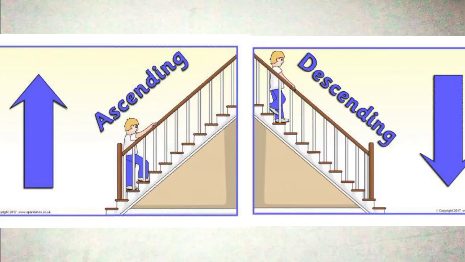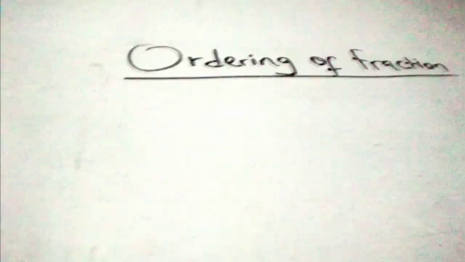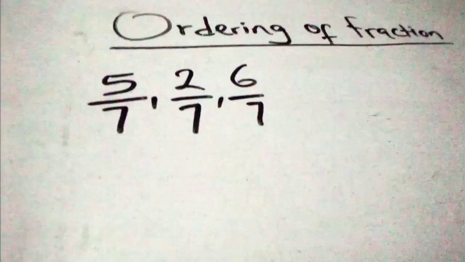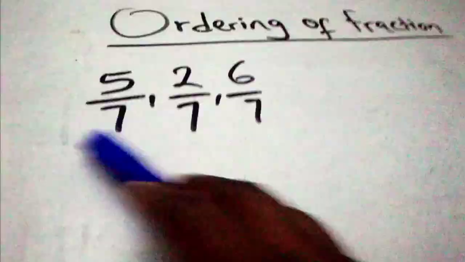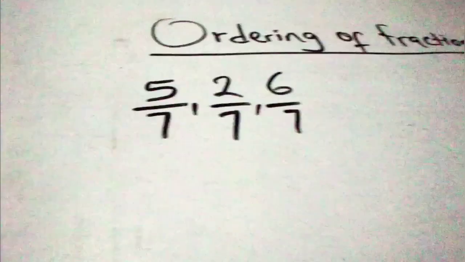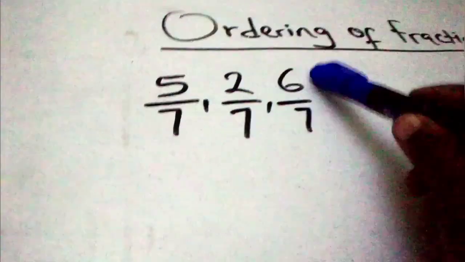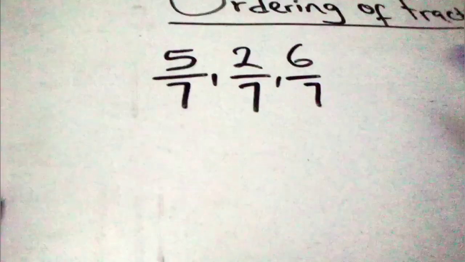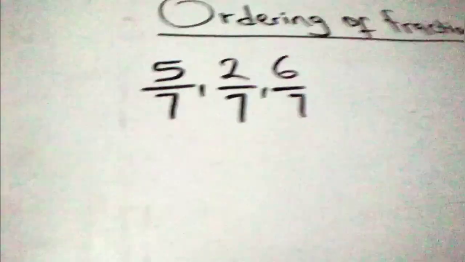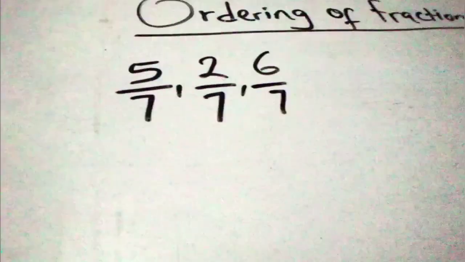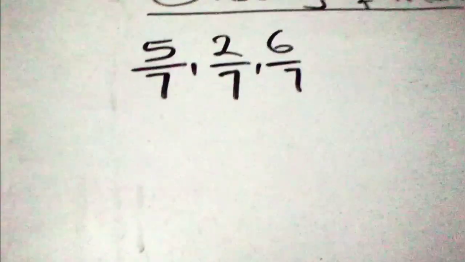Let's look at the methods that we can use to order fractions. When we have fractions with the same denominator, to order them is very, very simple. All you need to do is check their numerators. In these fractions, the denominator is the same, that's 7, but the numerators are different. The smaller numerator means the fraction is smaller, while the bigger numerator means the fraction is bigger. And this applies when the fractions have the same denominator.